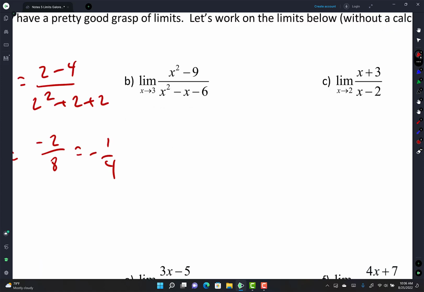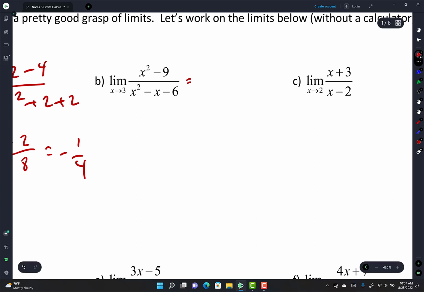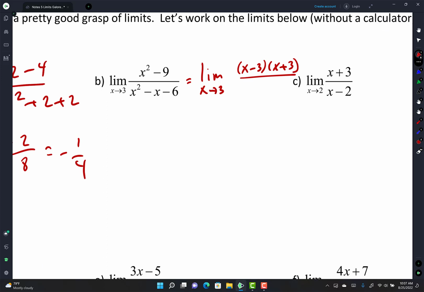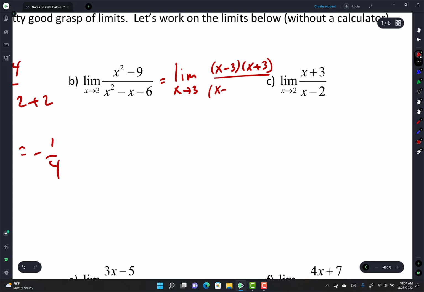Next, letter B. Can I do direct substitution? No, but we can do algebraic manipulation. In the numerator, that is the difference of squares. So I'm going to write limit as x approaches 3, x minus 3, x plus 3. And on the bottom, two numbers that multiply to give you negative 6, but add up to negative 1. Negative 3 and positive 2. What's going to cancel? The x minus 3's cancel out. Now can I do direct substitution? Now you can, and here's what you get. 3 plus 3 is 6. 3 plus 2 is 5. There's my limit.